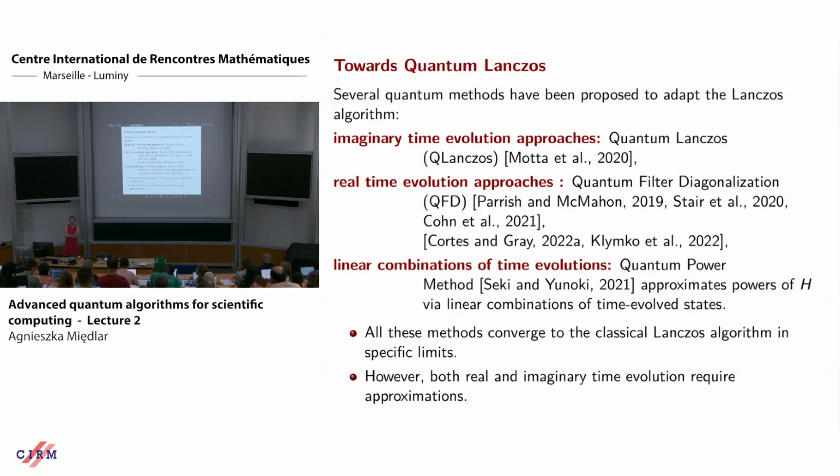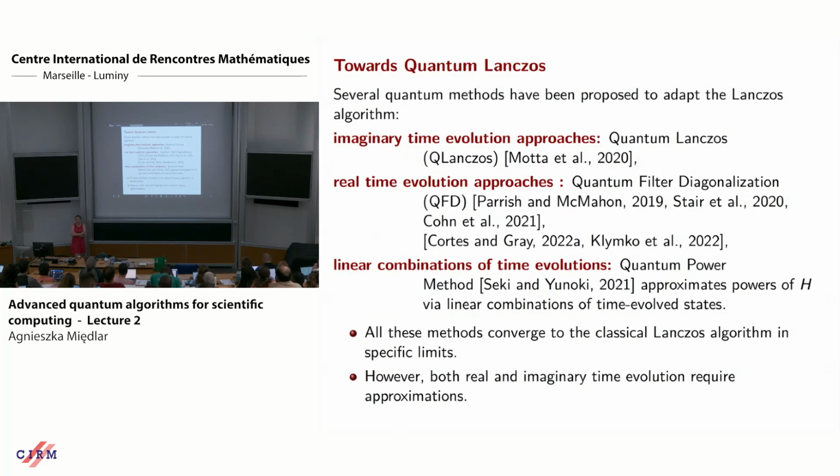But Krylov allows you not only to compute the largest and the smallest, you can calculate way more, because you look at the subspace, not a single vector. All these methods converge to the classical Lanczos in specific limits. However, both real and imaginary time evolution require approximation, meaning that they construct a Krylov subspace which is an approximation to the exact Krylov subspace in the classical sense.